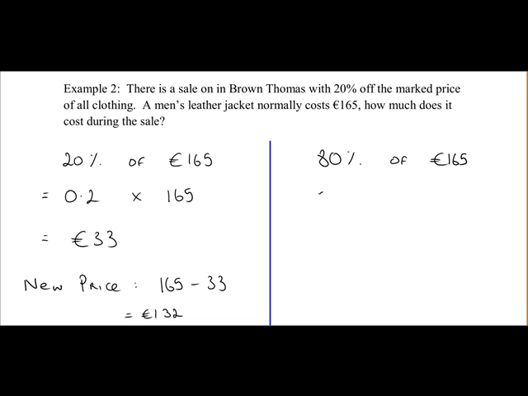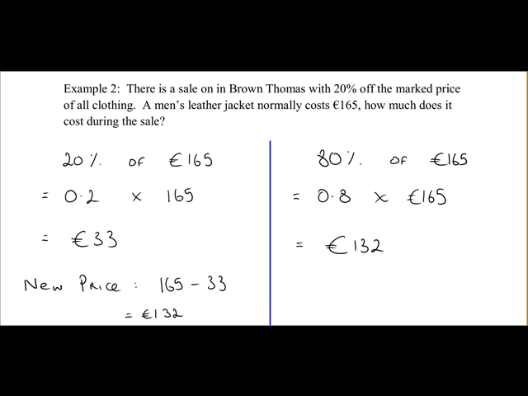So 80% as a decimal is 0.8. So it's 0.8 multiplied by €165. So when you multiply 0.8 by 165, you end up getting 132. So the new price is €132, and you can see that answer is the same as the answer we got in the first method also.